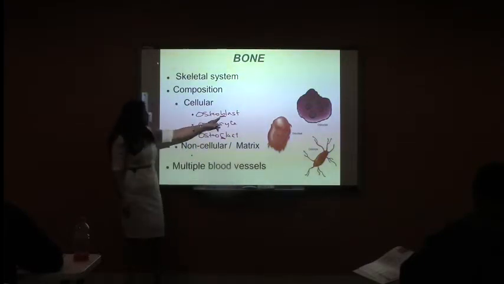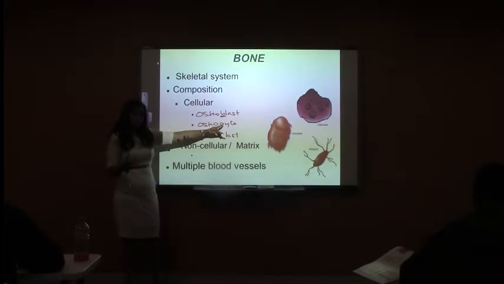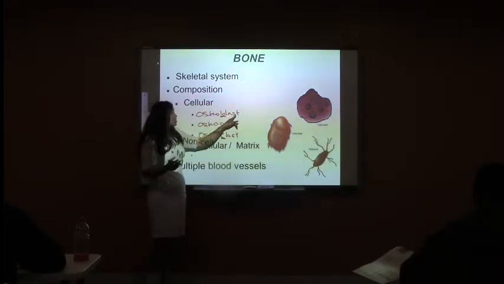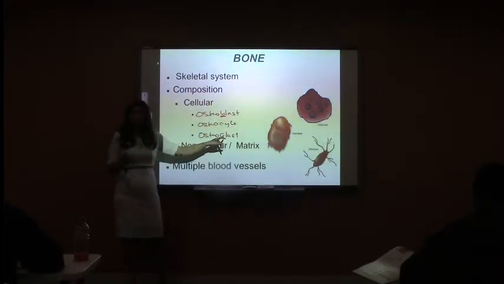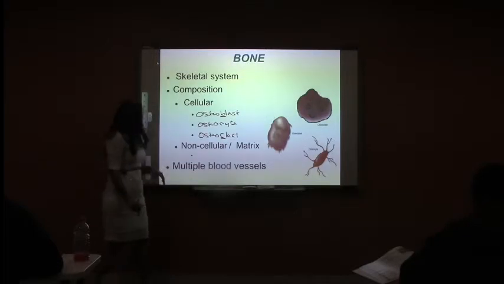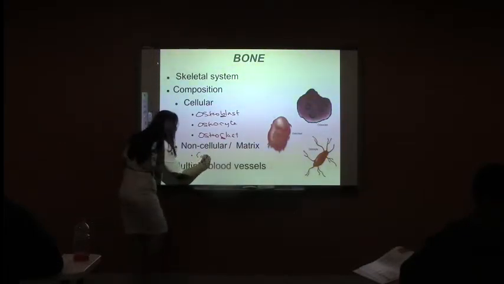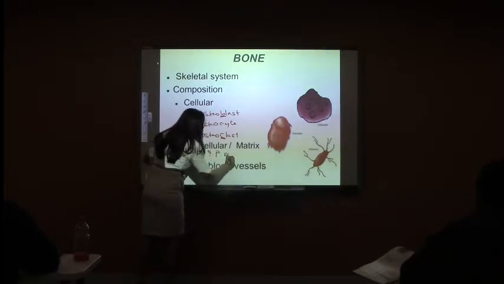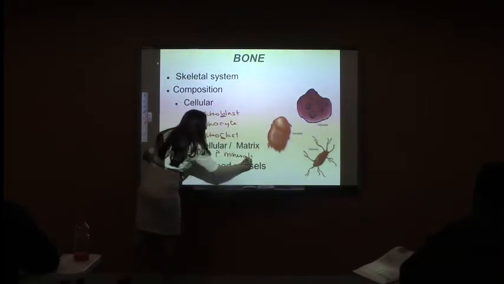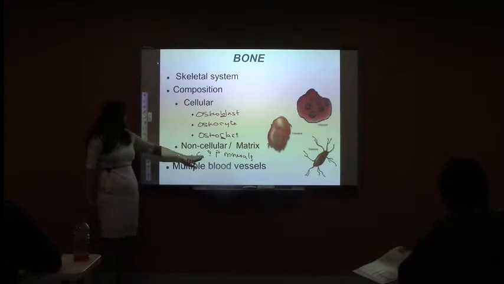Okay? Osteoblast, osteocyte, same cell. Okay? Osteoblast turned into osteocyte. Now osteocyte is found in the lacunae. Okay? Make sense? Non-cellular is a matrix which is made up of calcium and phosphate minerals. Calcium and phosphate minerals make up the matrix of the bone.